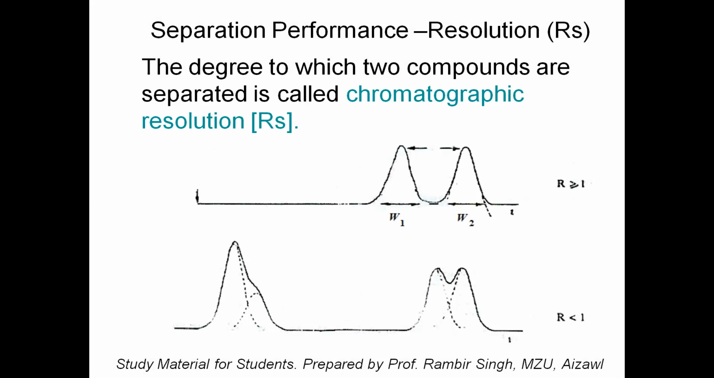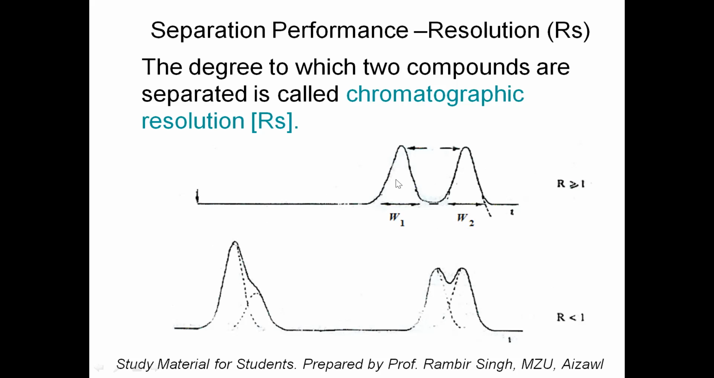Now, I think you are talking about this slide, chromatographic resolution. Resolution is the degree to which two components are separated. Here you see there are two compounds, 1 and 2, and W1 and W2 are the peak widths. This is a peak, and this is the peak width at the bottom. If the two peaks are separated by the baseline, then we have a good resolution.